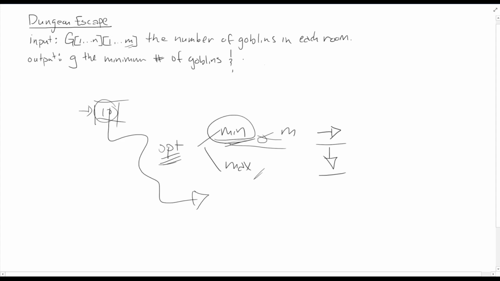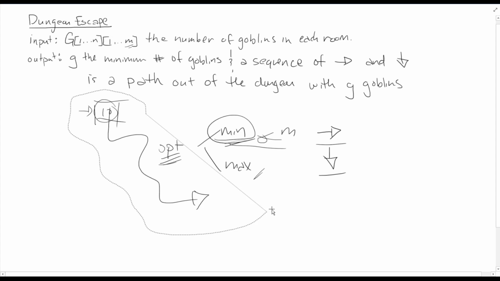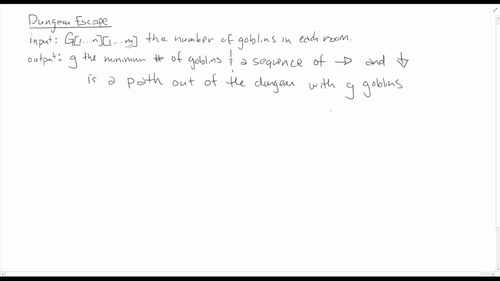mathematical terms. I'm going to say a sequence. Remember what a sequence was? We talked about that in our last video when we looked at the longest increasing sequence. A sequence is an ordered set. So here I'm going to say a sequence of what? Of these things. Rights and downs. Where this sequence of rights and downs is a path out of the dungeon with g goblins, of course, where we want the path out of the dungeon to be the one that achieves our minimum, the g goblins.